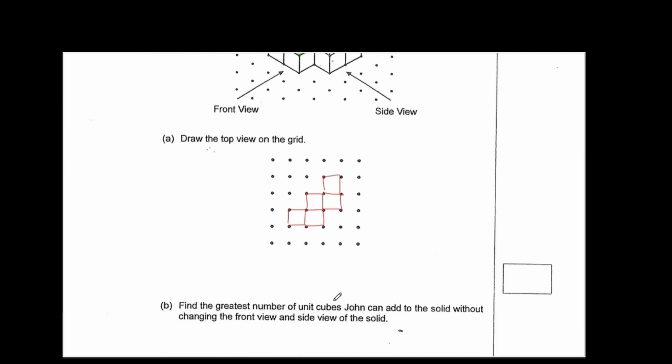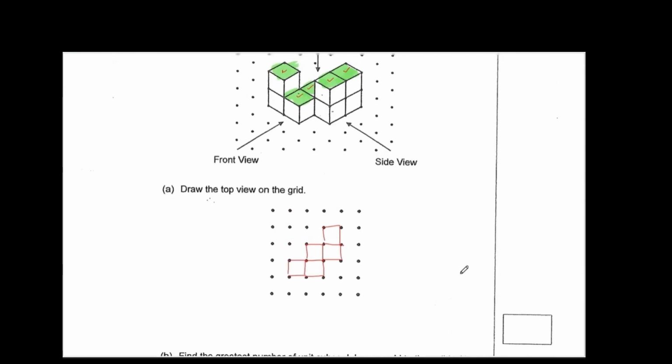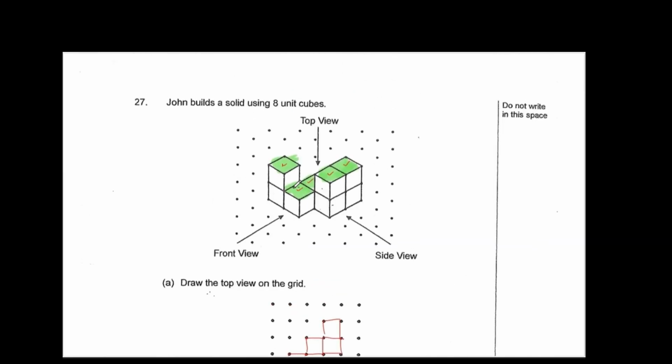Now B, find the greatest number of unit cubes John can add without changing the front and side view. Without changing the front and side view. Now the front view, what does it look like? Use this. So the yellow one represents the front view.